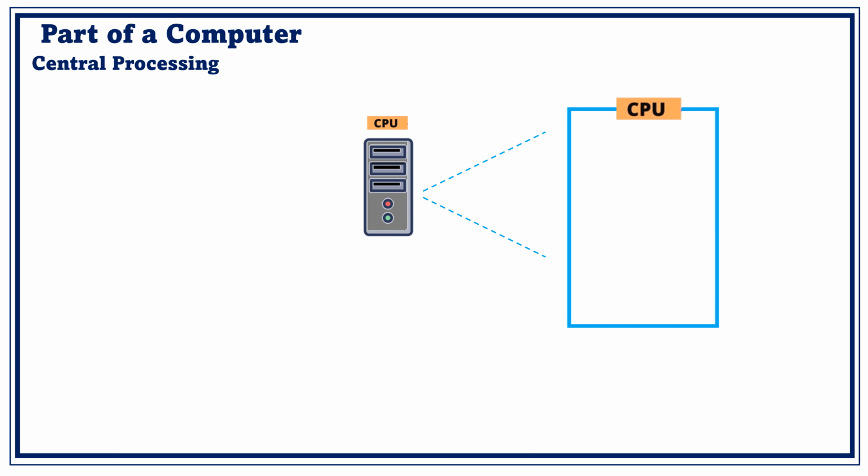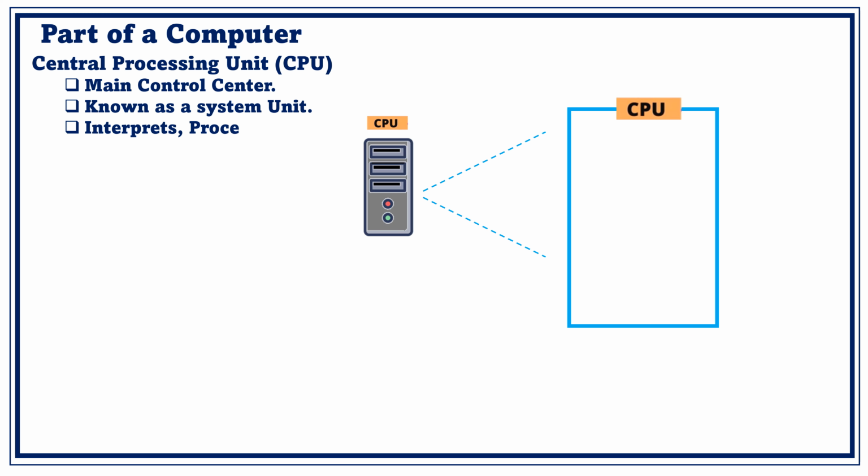If we go deeper inside the computer, we look at the first item, the central processing unit, also known as the CPU. This is the main control center of a computer, also known as the system unit. What it does is it interprets, processes, and executes instructions from hardware and running software.